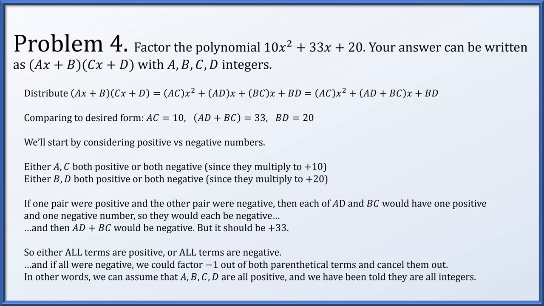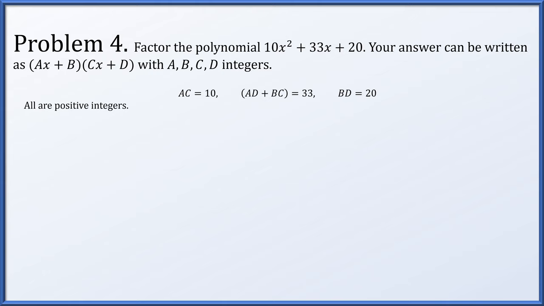We have some extra information now. So we've determined that a times c should be 10, ad plus bc should be 33, and bd should be 20, and they should all be positive, or possibly all negative. Okay, there's not a unique solution, but we're going to go with the positive one. So a times c are two positive integers that multiply to 10. Either they are 1 and 10, or they are 2 and 5.